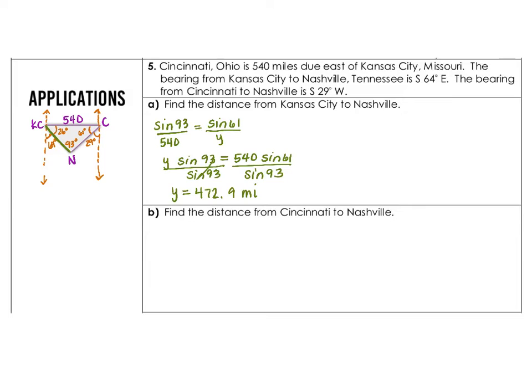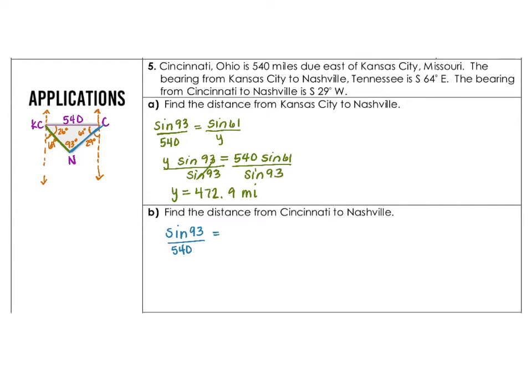Look at part B. Part B wants you to find the distance from Cincinnati to Nashville. So now we're finding a different side. We're looking at Cincinnati to Nashville, so I'm finding this side over here. So again, setting up our law of sines, I would again start with what we were given, which was sine of 93 over 540.